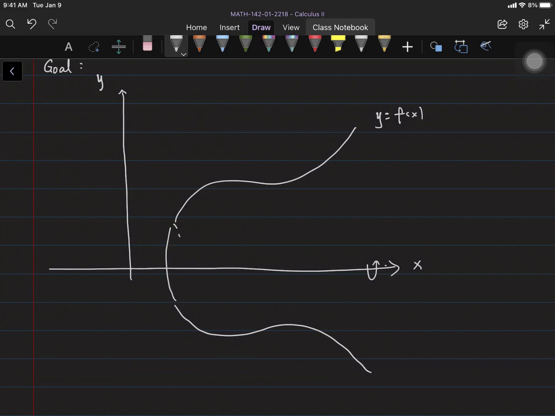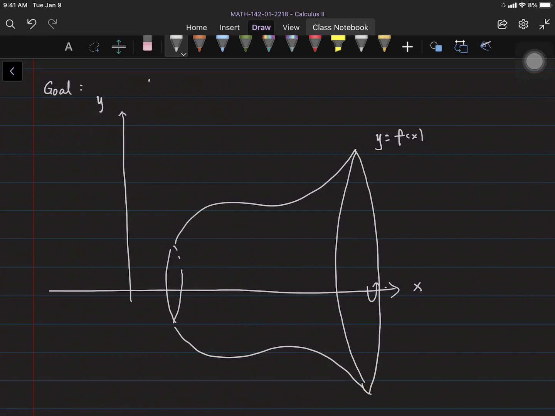In the first week, we learned how to find the volume of this revolution. Today, we are going to find the area of revolution. So what's the surface area? We should say surface area.